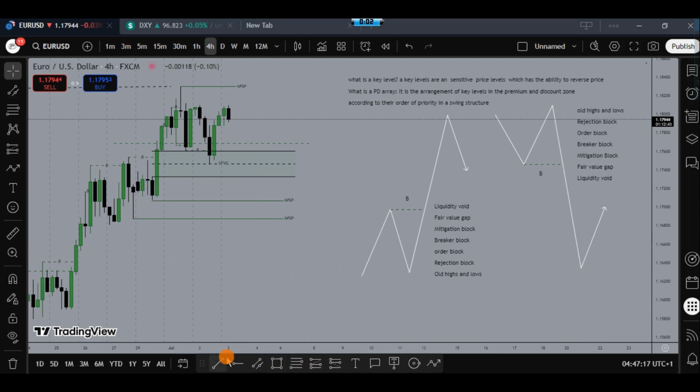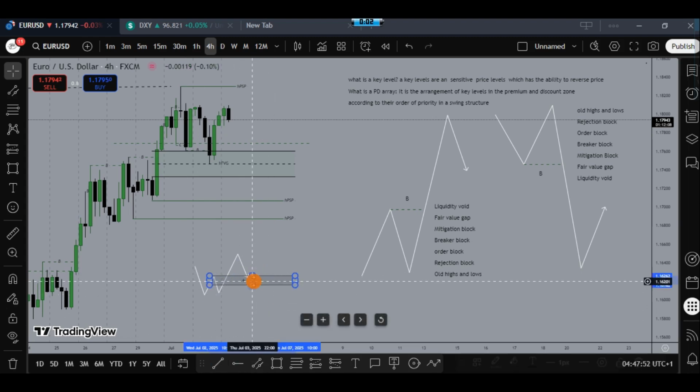Generally, let me just give you an idea of what a mitigation block is. A mitigation block is when price shifts structure without taking out a low or a high. So something like this. The block here is called a mitigation block. You see that there is a shift of market structure here without taking out this low. So this is what a mitigation block is. Let me just give you a rough sketch of how it looks.